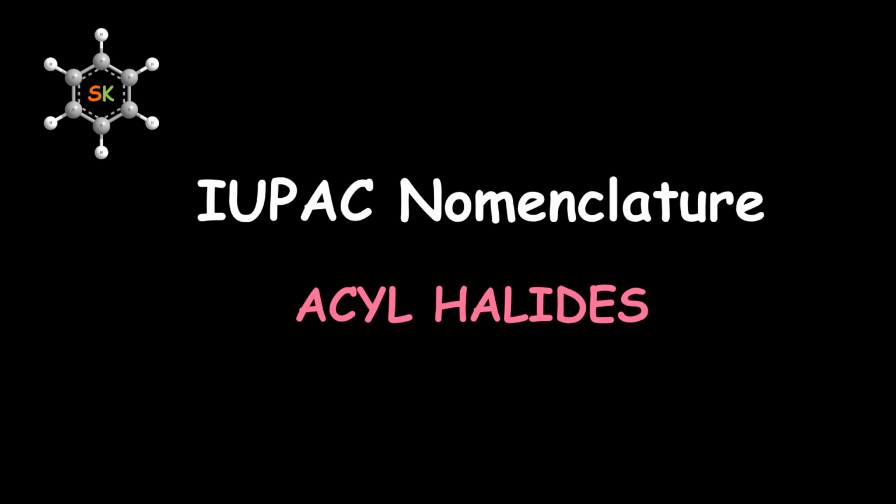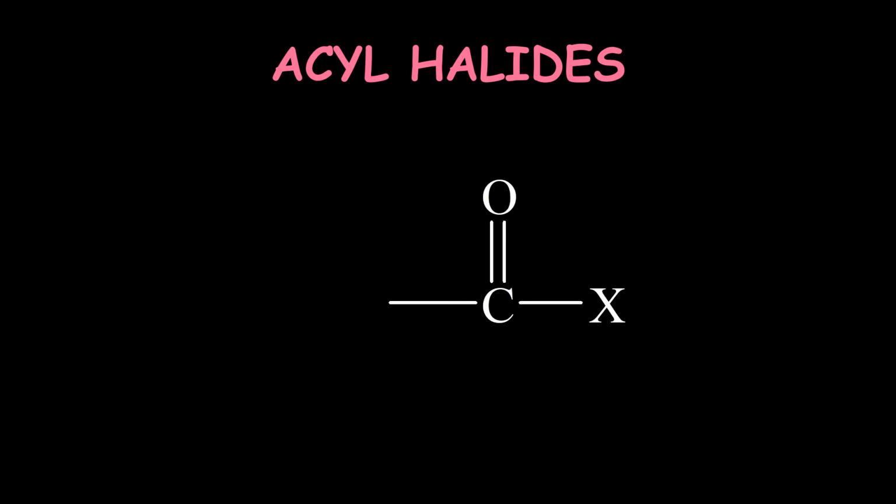IUPAC nomenclature of acyl halides. Acyl halides should possess the C double bond O X group. This is very much similar to carboxylic acids. Instead of OH, we are having X here. On this side, we can have hydrogen, if not alkyl group, if not aryl group.